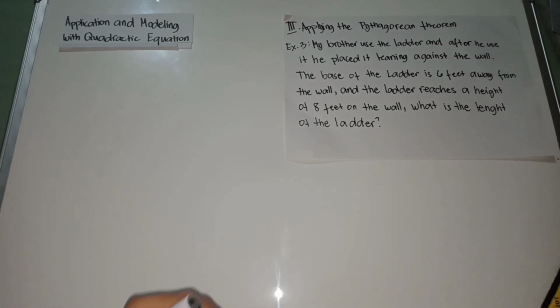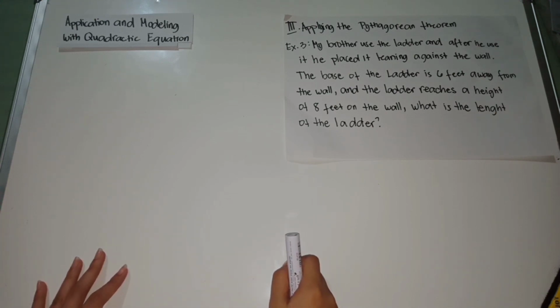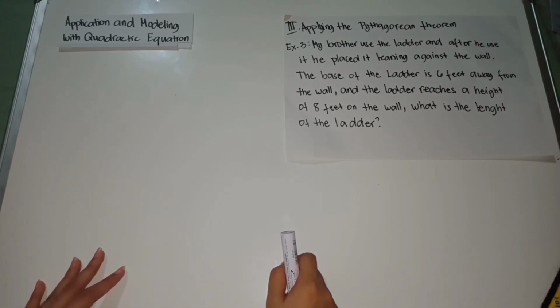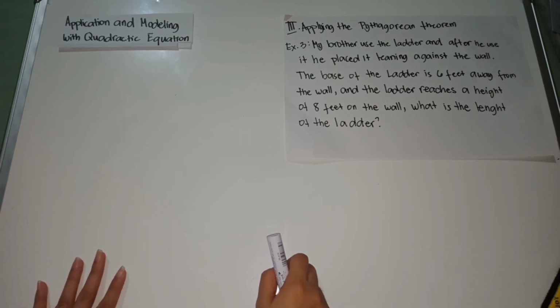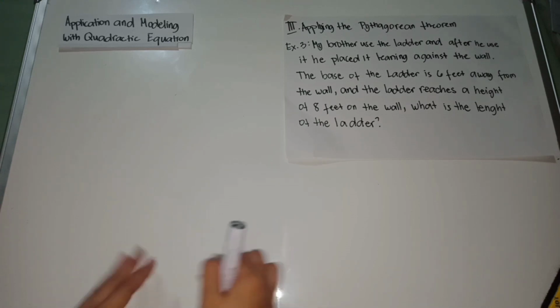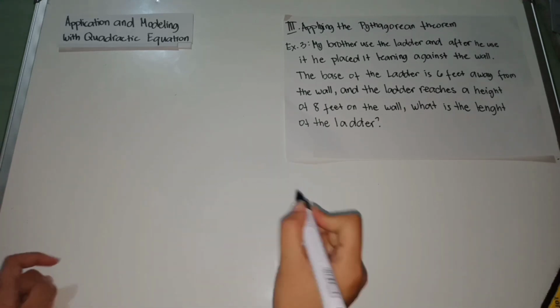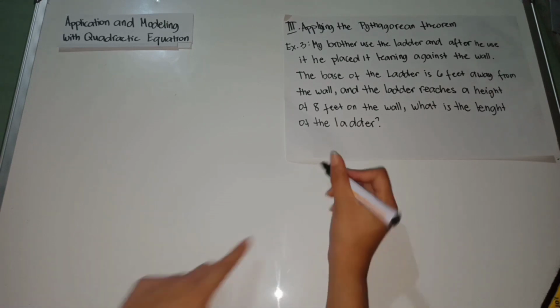And this time, application and modeling with quadratic equation. Our problem is my brother used the ladder. After he used it, he placed it leaning against the wall. The base of the ladder is 6 feet away from the wall, and the ladder reaches the height of 8 feet on the wall. What is the length of the ladder? So first we need to determine our problem.